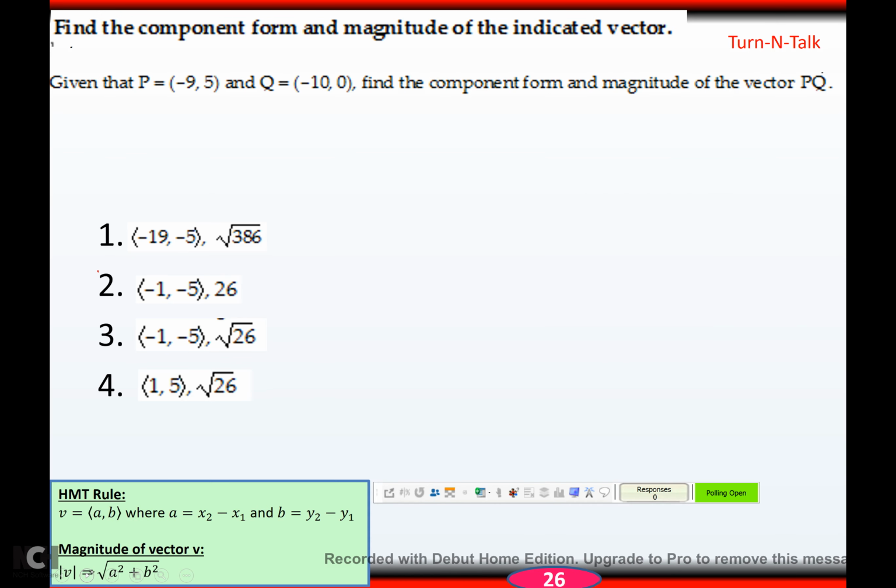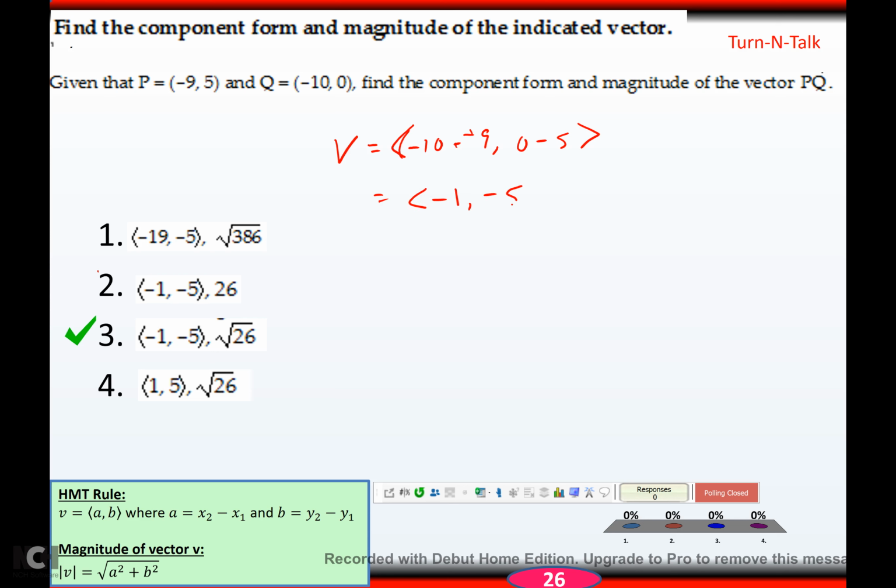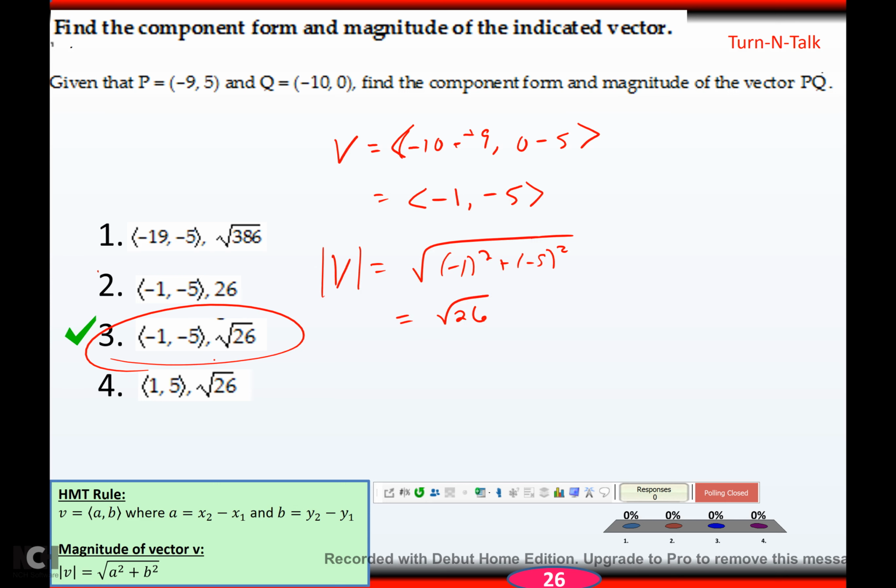Alright, you try this one. Hit pause, come back when you're ready. And hopefully you got it. If we want the vector from PQ, we're going to take x2 minus x1 and y2 minus y1. The double negative turns positive, and that's going to be ⟨-1, -5⟩. To find the magnitude of V, the square root of A squared plus B squared gives me 1 plus 25, which is the square root of 26.